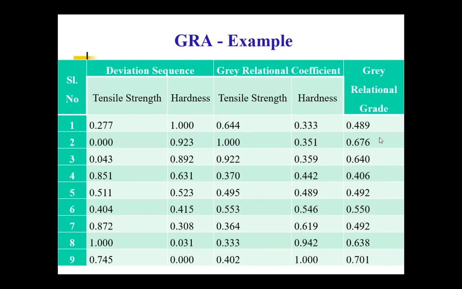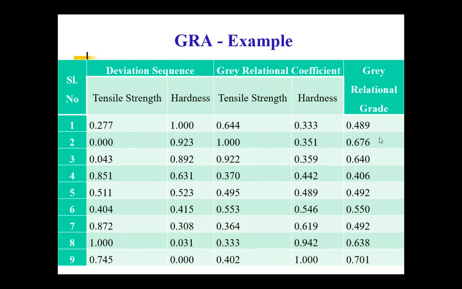Now coming to the last column, the gray relational grade. Here, no weightage is given, or 50% weightage is given to both the tensile strength and the hardness. That's why we are going to take the average. So for the first experiment, the gray relational grade is equal to the average of tensile strength and hardness. That is 0.644 plus 0.333, that is 0.977. Divide it by 2, we will get 0.489. So determine the gray relational grade for all the 9 experiments.